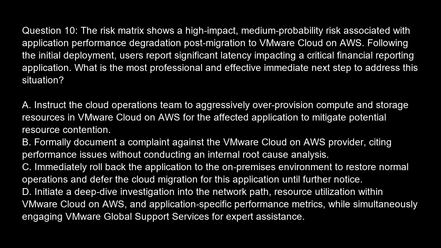Option C. Immediately roll back the application to the on-premises environment to restore normal operations and defer the cloud migration for this application until further notice. Option D. Initiate a deep dive investigation into the network path, resource utilization within VMware Cloud on AWS, and application-specific performance metrics, while simultaneously engaging VMware Global Support Services for expert assistance.